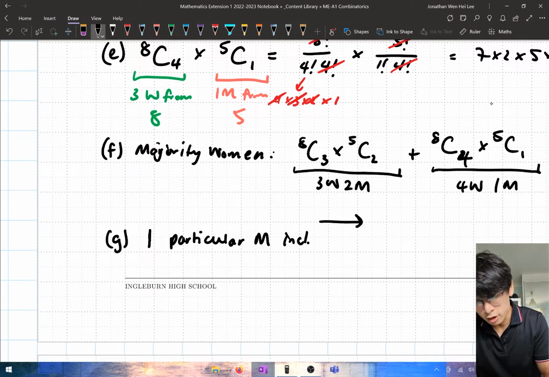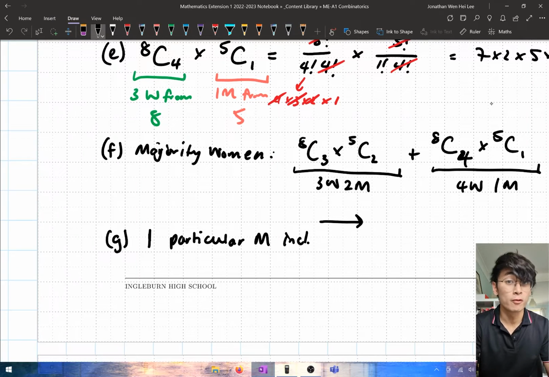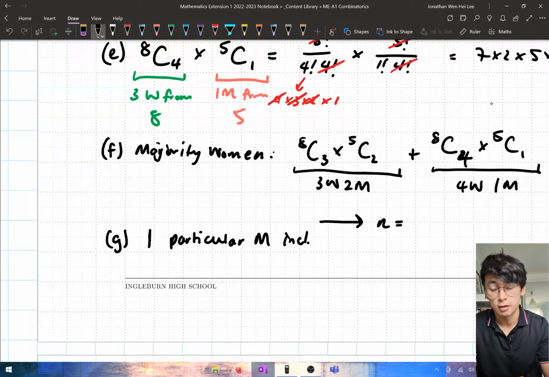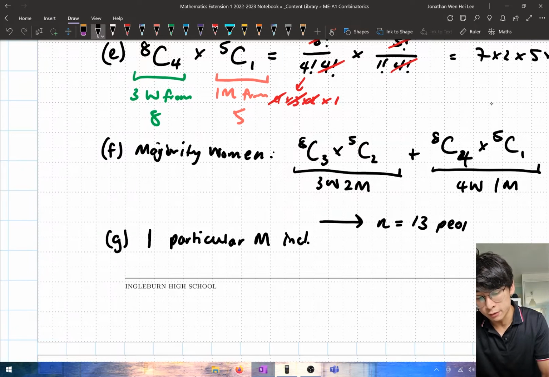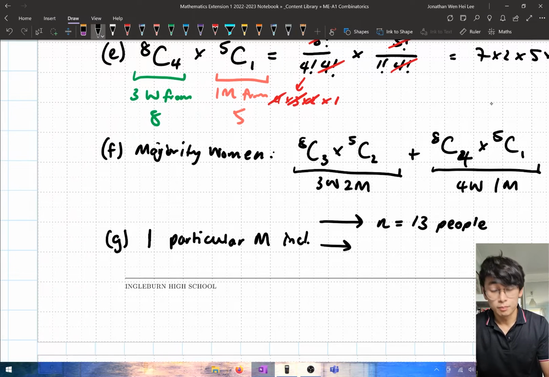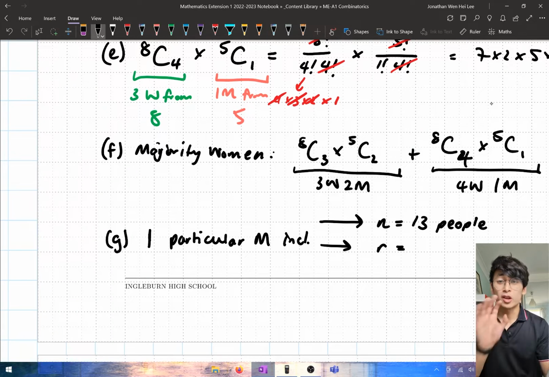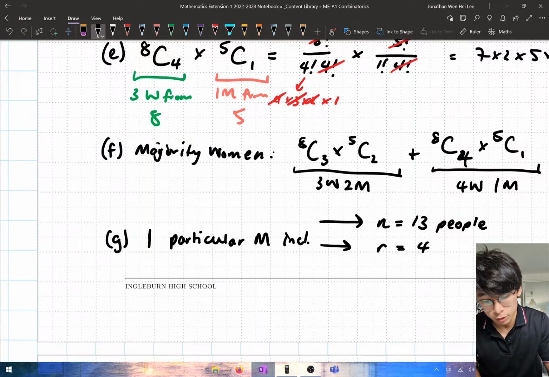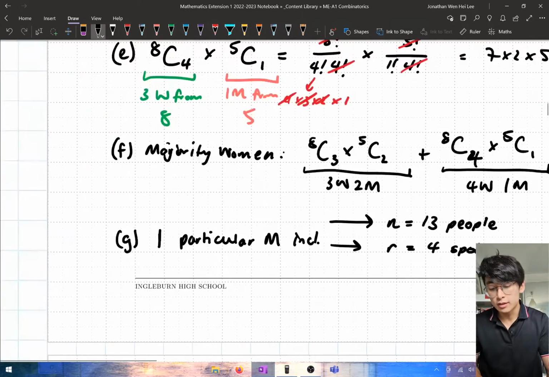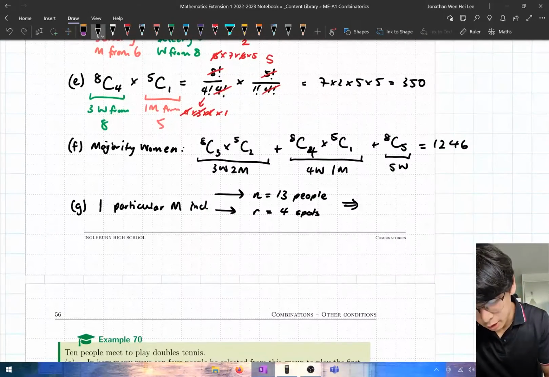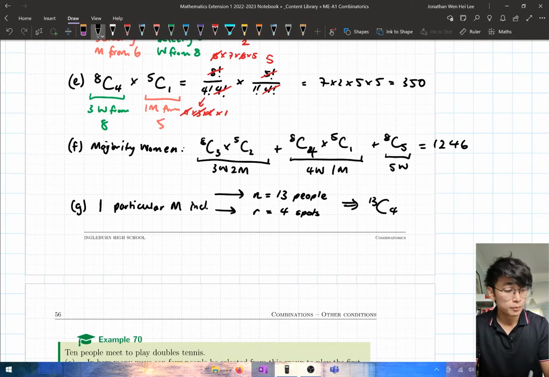What does this mean? If there's one particular man included, he's removed from the pool of possible people that we're selecting from. So N, instead of being 14, because there were 14 people, 6 men and 8 women, now becomes 13 people that we're selecting from. How many people are we selecting? If this one particular man has to be included, we've already given him a spot, so there are only 4 spots remaining. So all together, that means we're going to get 13 choose 4.